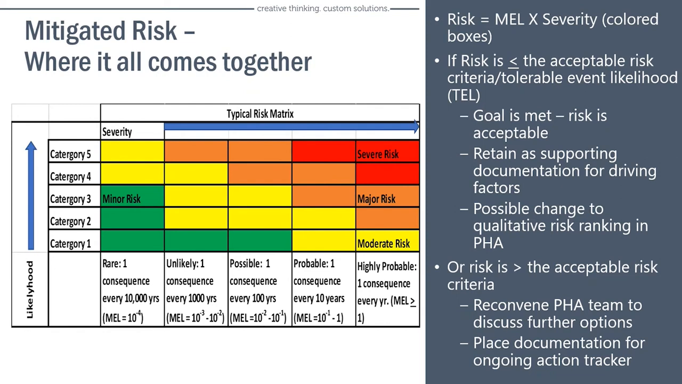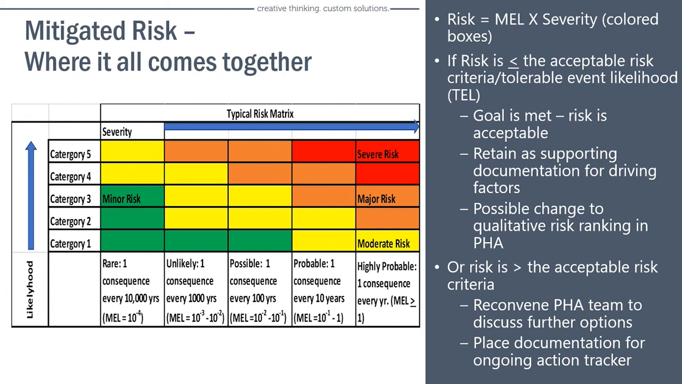If your risk is less than the tolerable event likelihood, then you've met your goal. If your tolerable event likelihood, for example, is 1 in 10,000 or 1 in 100,000, and you add up all your risks and your modifiers and everything, and you multiply them all together and your IPLs, and you're below that, then you are within the risk tolerance that you've prescribed.